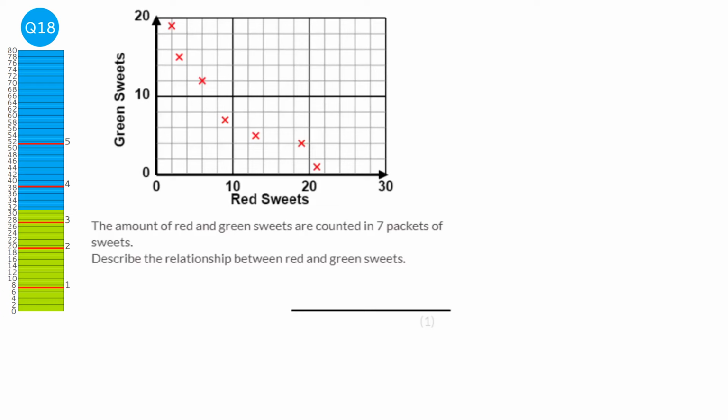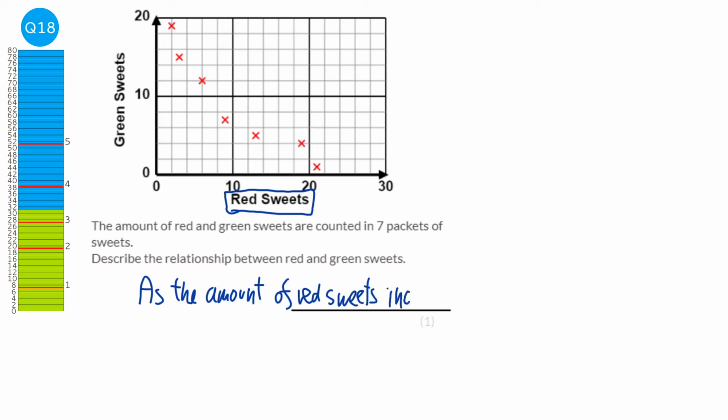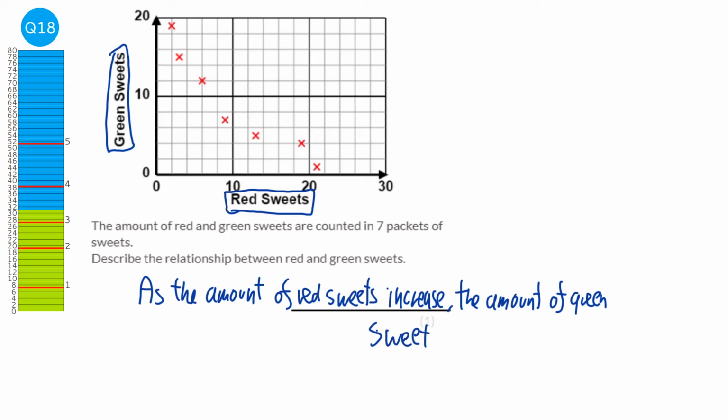So when asked to describe a relationship, I always start off the sentence as the amount of, and I pick this one here, the X one, red sweets increase the amount of, and then I pick this one here, green sweets, and this is the only word here that changes.